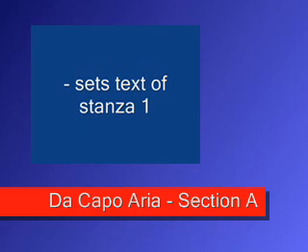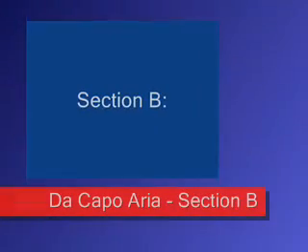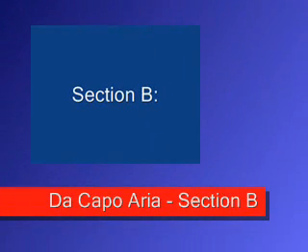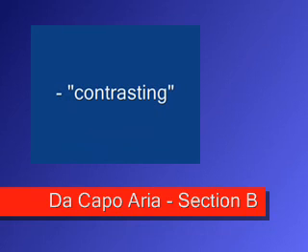The A section of a Da capo aria sets the first of the two stanzas of its text. And as you will see, the stanzas and the text for these compositions are very brief indeed. There is something very Baroque about the B section, and something therefore that is very predictable about it. That is, B is a contrasting section.